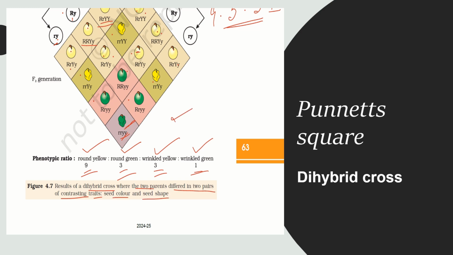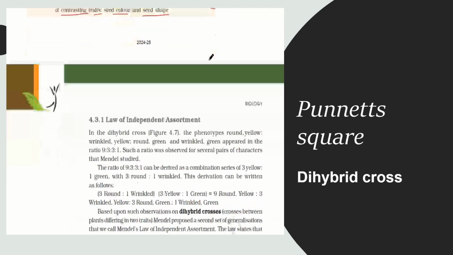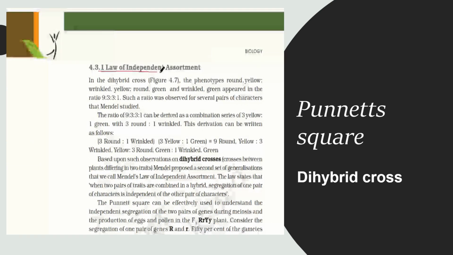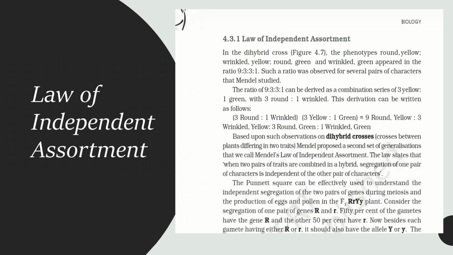You are giving this as a phenotype. Now we will move on to the law of independent assortment. So what is it? We are going to discuss the law of independent assortment. What is the law of independent assortment?